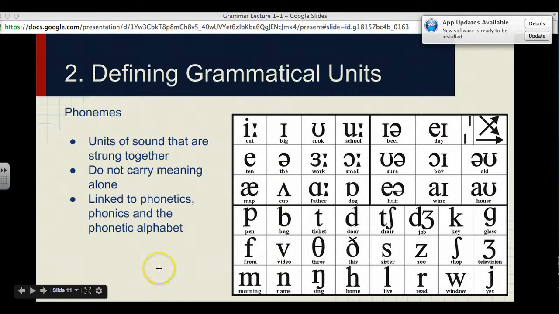Phonemes are units of sound that can be strung together. They don't carry meaning alone. The study of phonemes is linked to phonetics and phonology. You might hear people talk about students in early grades learning phonics, which is similar, although it's not really the same thing. That typically describes a curriculum, not really an objective science. And then there's the phonetic alphabet. Here we can look at all of the phonemes for the English language, and if we counted these, there's almost 40 of them. So there are a lot more phonemes than we have letters in the alphabet.